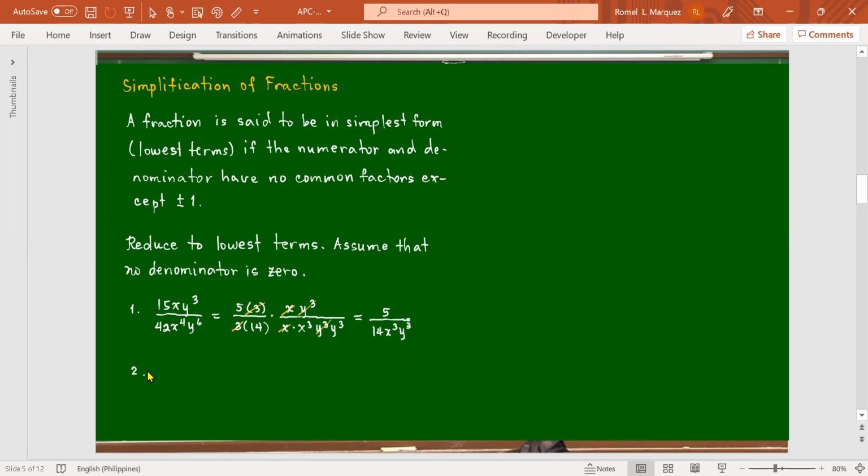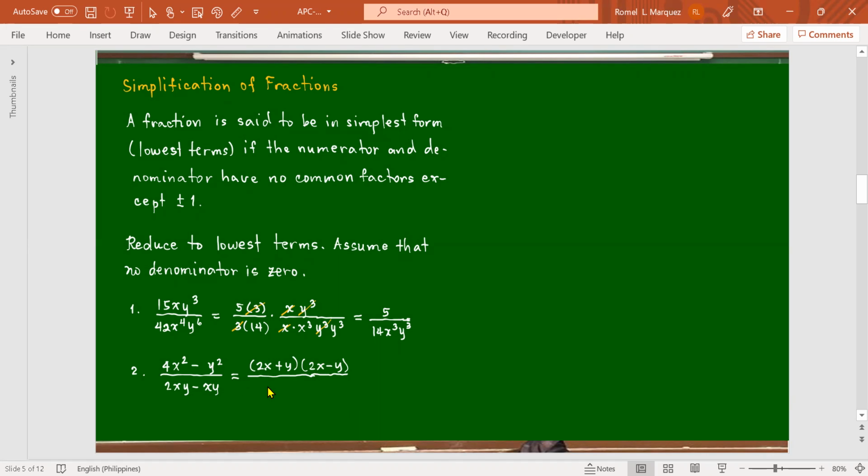Number 2. If I have 4x squared minus y squared all over 2xy minus xy. So the numerator is factorable into what? That is a difference of two squares, right? 2x plus y times the other factor, 2x minus y. Difference of two squares. Am I right?